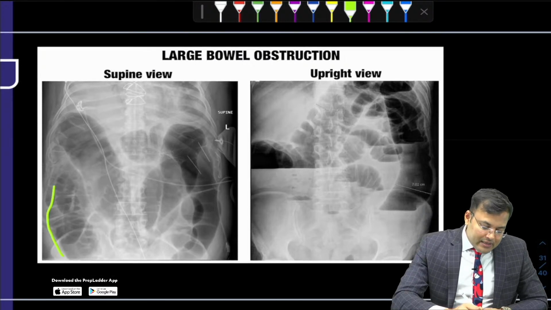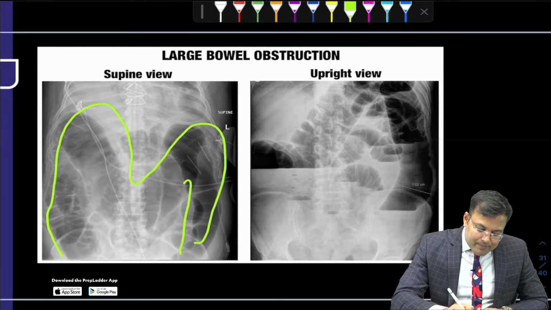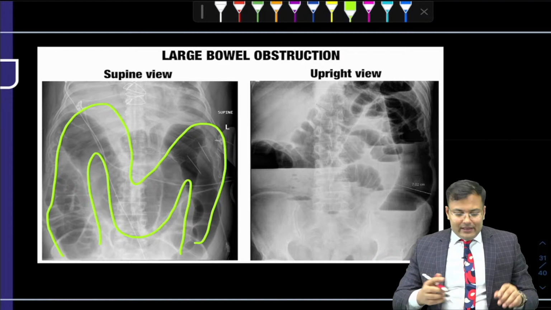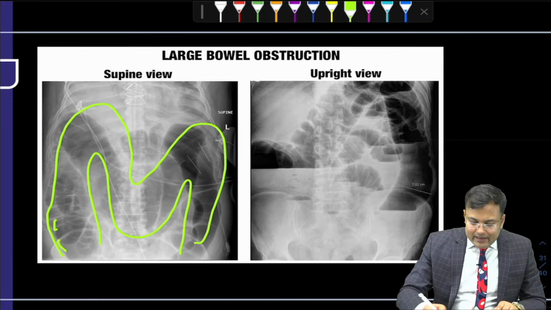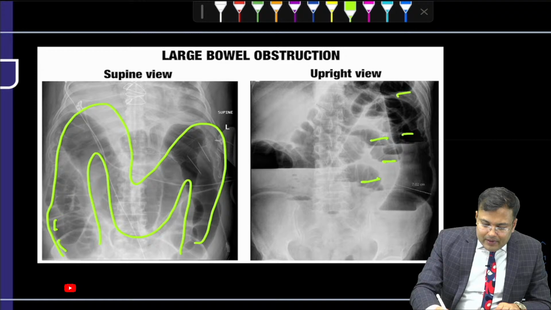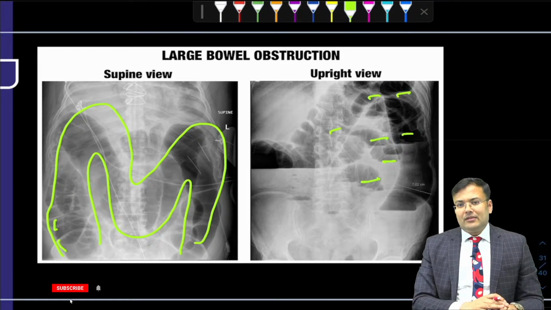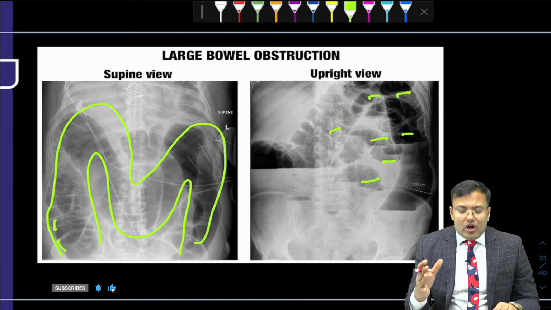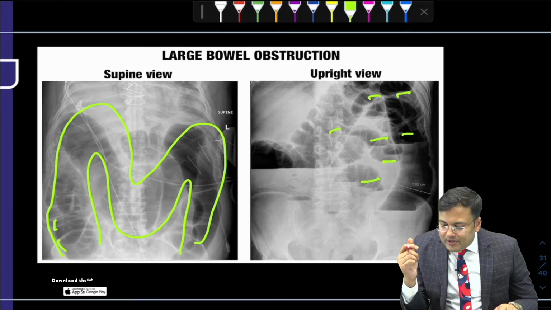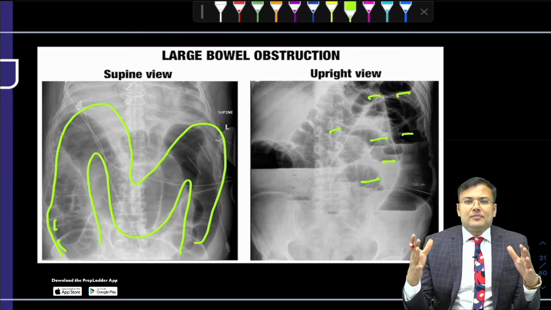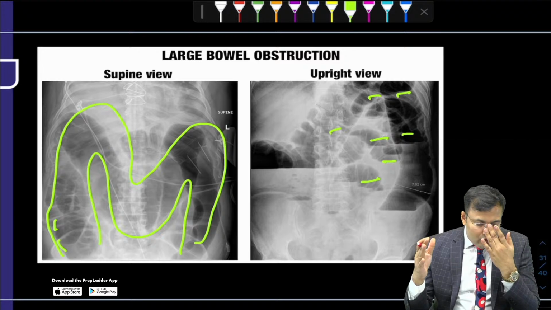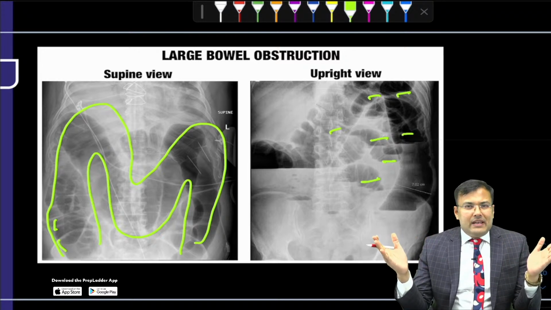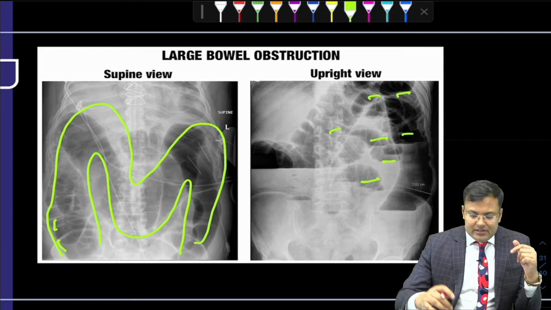Here you can see dilated bowel loops placed peripherally, which are wider in caliber, and there are haustrations, and again on the upright view there is a step ladder pattern. So this is how you can easily make the diagnosis of small bowel as well as large bowel obstruction, because in large bowel obstruction the loops are wider in caliber, placed peripherally, and there is presence of haustrations.